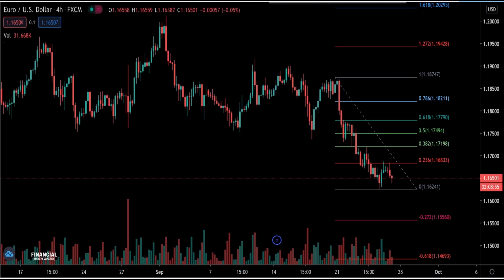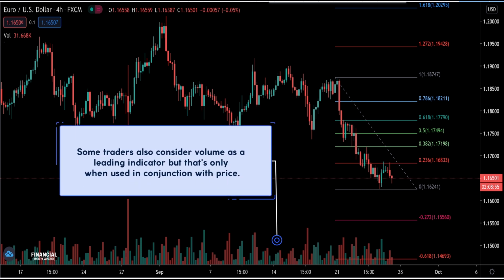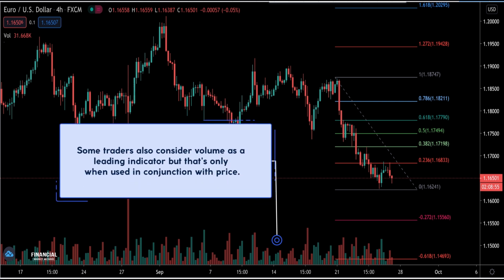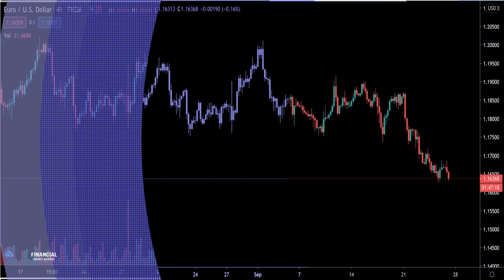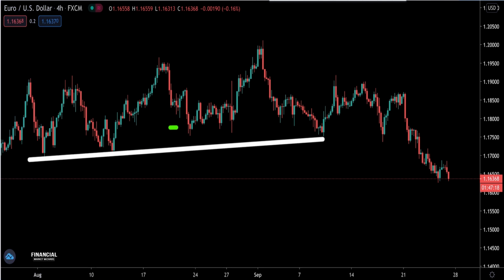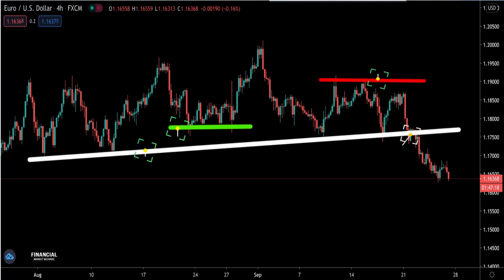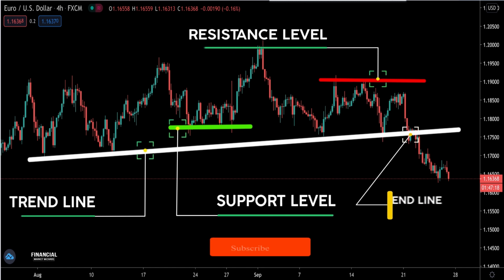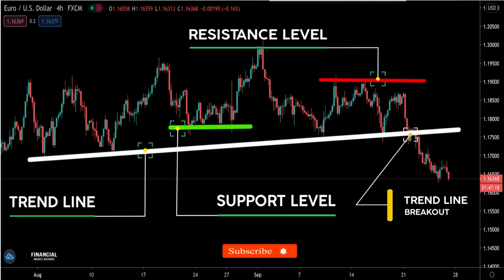Now some traders also consider volume as a leading indicator, but that's only when used in conjunction with price. Other tools that you could use as leading indicators are trend lines and support and resistance levels. These are tools that you can plot on your chart and wait for price to react to. They will tell you ahead of time where the market is likely to be supported or resisted.